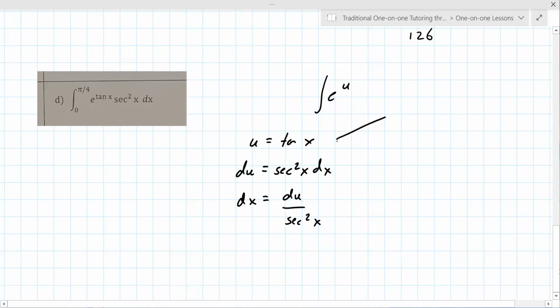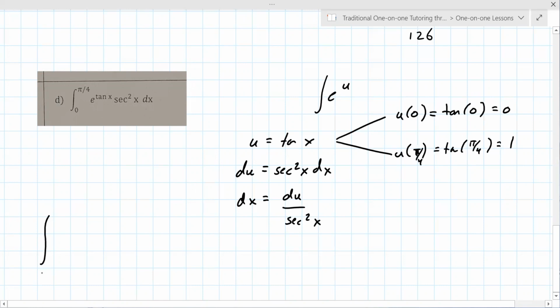And then we should evaluate the endpoints. u of 0 is tangent of 0, which is 0. u of pi over 4 is tangent of pi over 4, which is 1. So this becomes the integral from 0 to 1 of e to the u, secant squared x, and then it's du over secant squared x, like that.